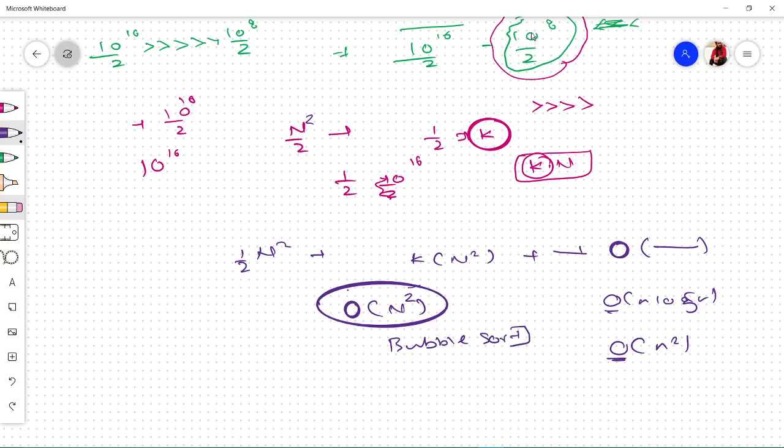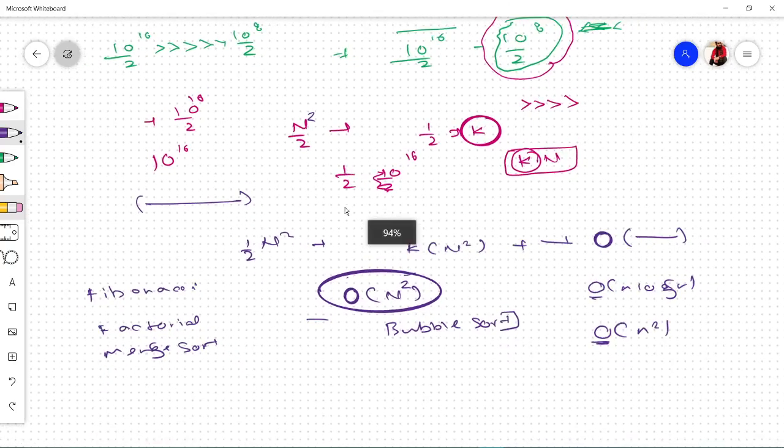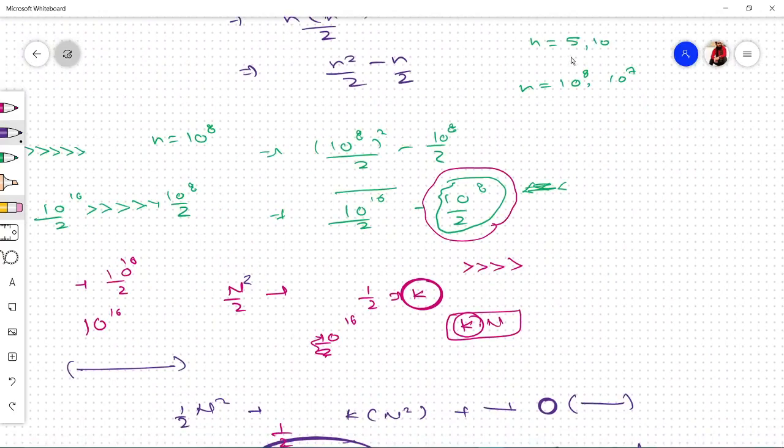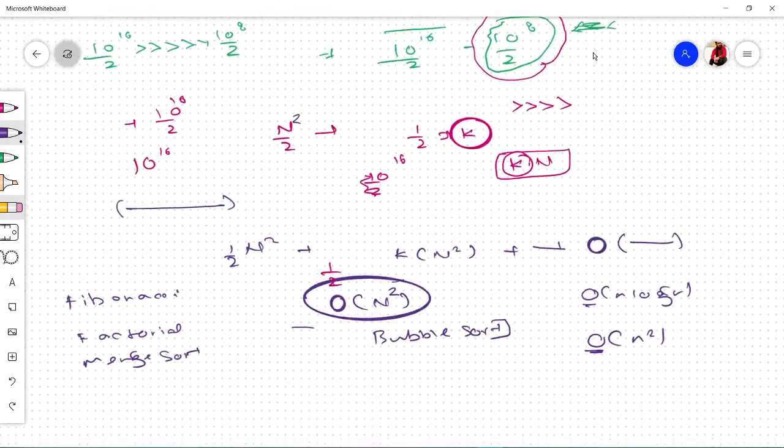And that's how you calculate time complexity for other things also, like the Fibonacci series, factorial, or merge sort. For everything, you look at how many times the loop is running, and in the worst scenario. Here we took the worst scenario of 10 to the power 8. If we take 5 or 10 iterations, obviously it will pass and the computer will hardly take milliseconds to compute this. But these things are large, so it takes quite a bit of time.